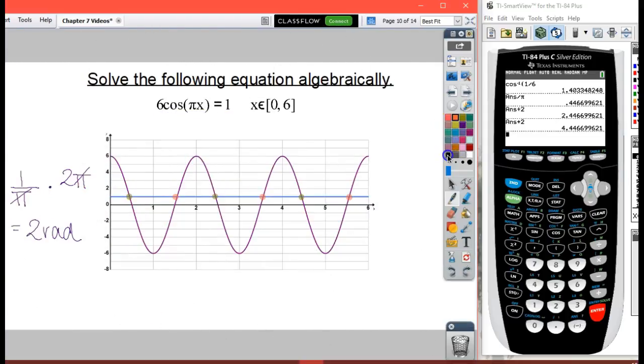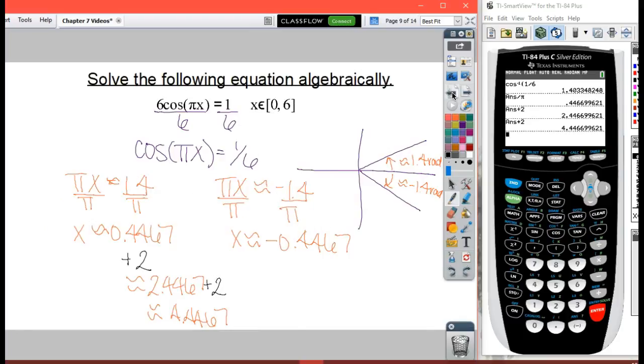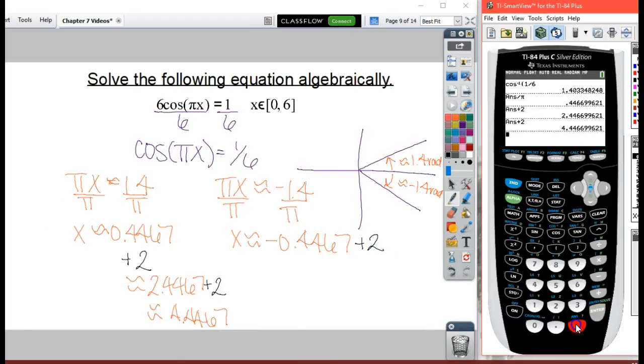We just found this answer, and this answer here. I still need to find the other 3, and keep in mind that we got a negative answer. So I'm going to have to add 2 once, twice, 3 times to get these other solutions. I'll start by adding 2, and again we could use our calculator, grab the negative of that angle, add 2, there's my first answer, second, and third answer.